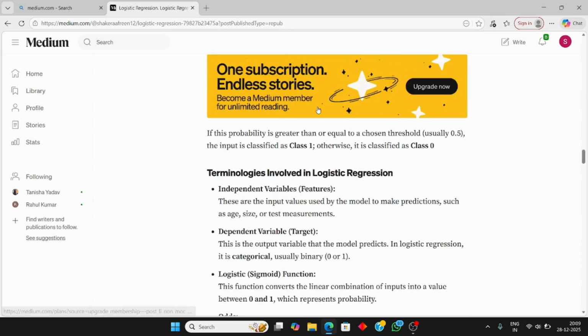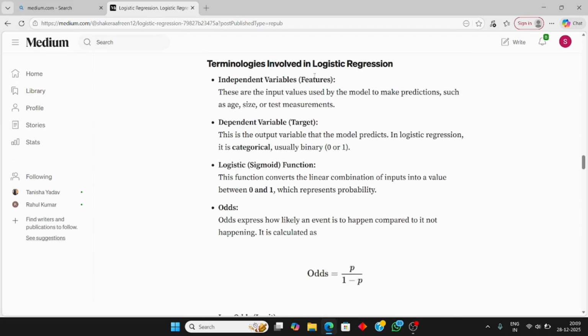Basically we have number one, independent variable. What we need in logistic regression, first and very much necessary, is the independent variable, and second is the dependent variable.